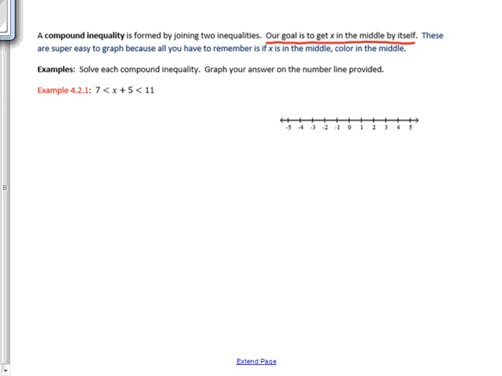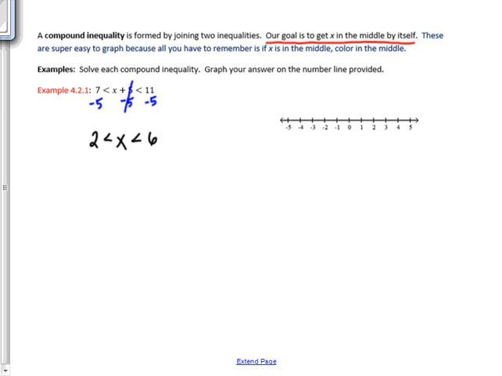So if I looked at these, there's really no difference except you've got two inequalities. So when you have those two inequalities, I want x in the middle by itself. What's with the x in the middle? That positive 5. So to get rid of it, you have a negative 5. Now normally we just have two sides, but for a compound inequality, you have three sides. So we would get 2 is less than x is less than 6.